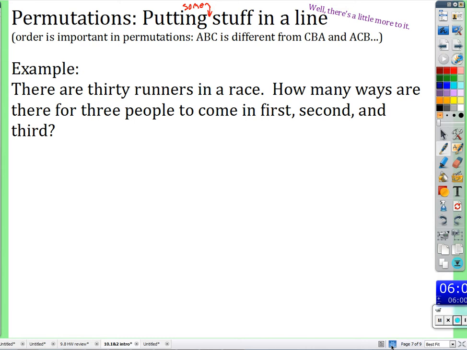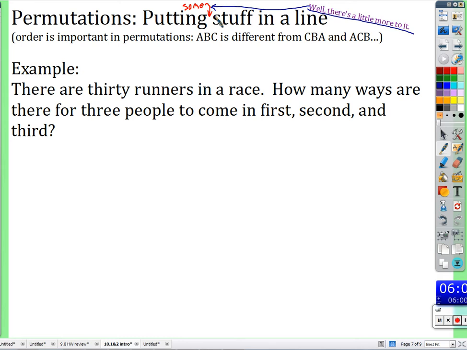Okay, so I said permutations were putting stuff in order, and now I'm saying, well, there's a little more to it than that. This is the more to it. If we put some of the things, some stuff in a line, not all of it, but some of it. Okay, here's an example of that.